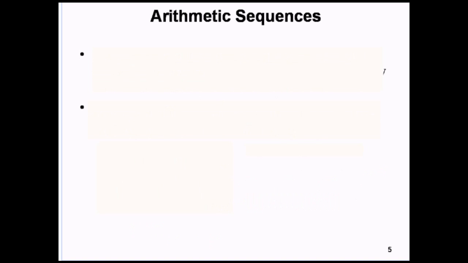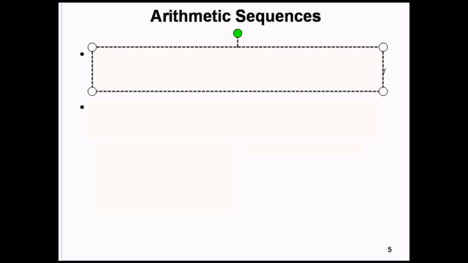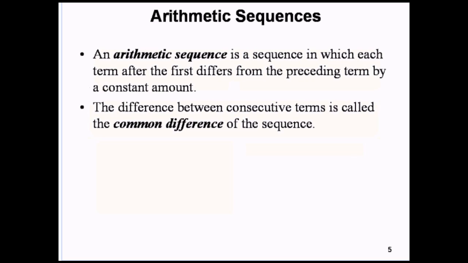So if we look at arithmetic sequences, it's a sequence where each term after the first differs from the preceding by a constant amount. That means you add or subtract the same amount every time. Okay. The difference between the consecutive terms is called the common difference.